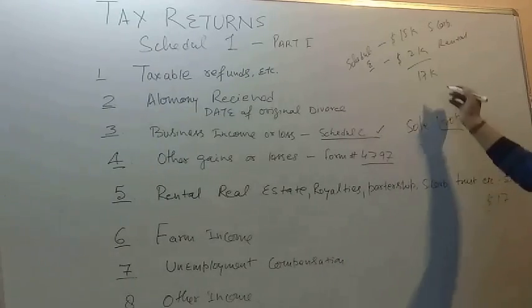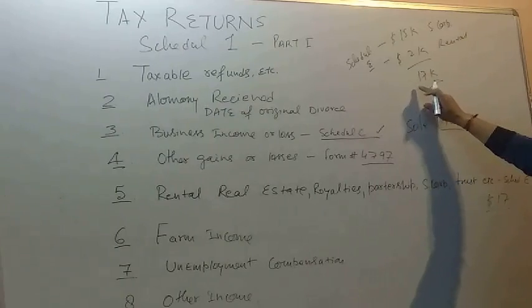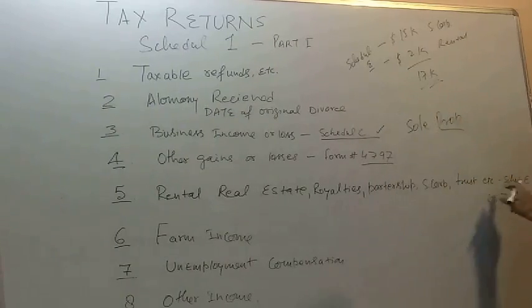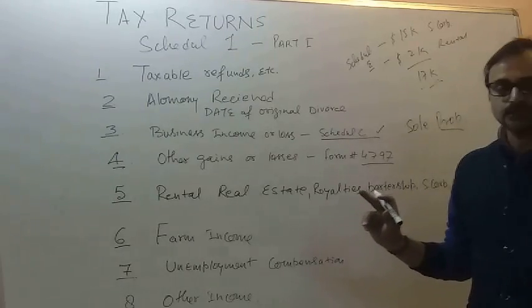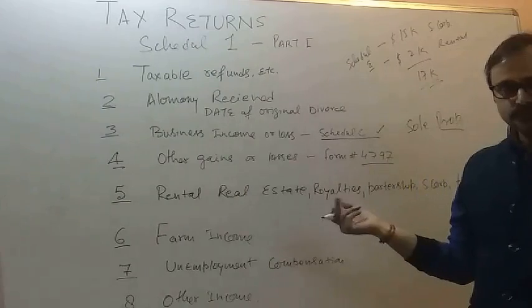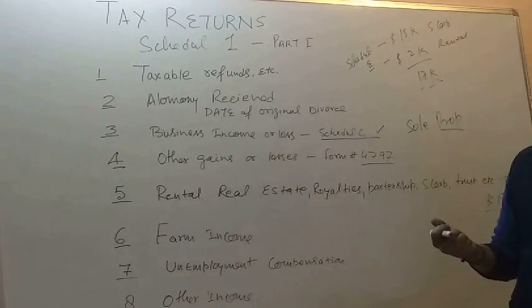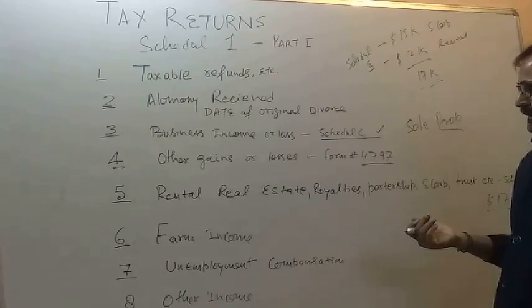This is the total income, 17,000. But what is the source of this 17,000? Then we have to go to Schedule E. There we will get to know what those incomes are. We will go to Schedule E and see how to calculate income.